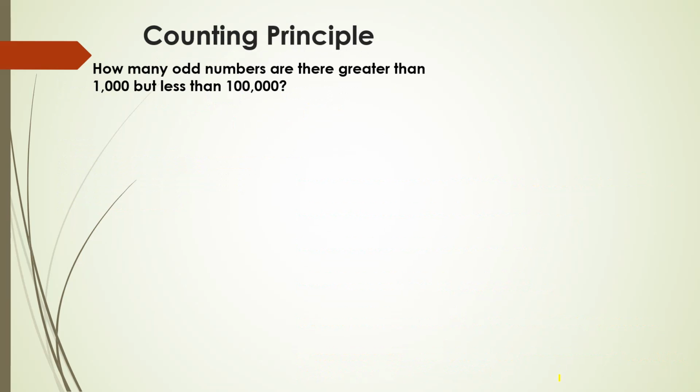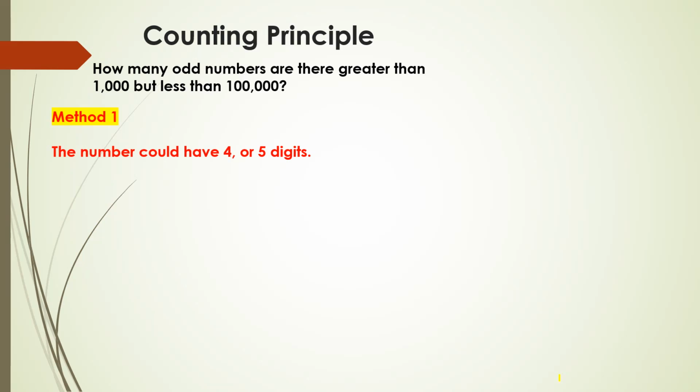Well, for a number to be odd, there's only 5 choices in the units digit. Okay? And that's 1, 3, 5, 7, and 9. But it must be less than 100,000, so we're talking 5-digit numbers. And it's greater than 1,000, so 4 digits minimum, maximum 5 digits.